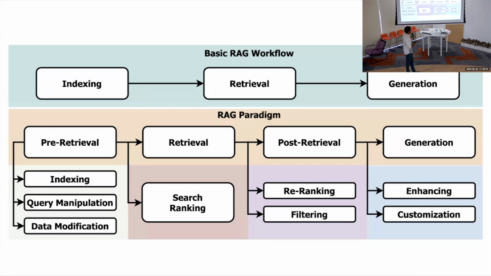Enhancing and customization comes to the LLM part. This is the generation part. After all these processes complete, everything will be moved to a prompt template and passed to an LLM. There are some LLMs which are specifically trained for RAG systems. For example, Cohere's model called Command R is specifically trained for RAG systems.